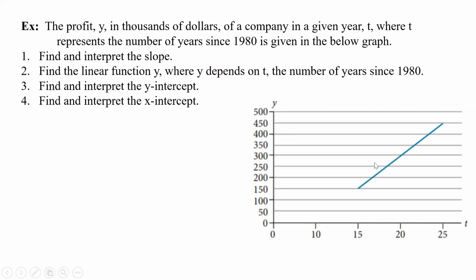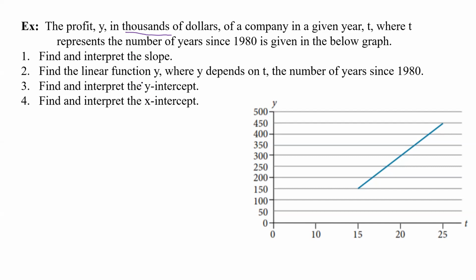Here's a different kind of problem. So they give us a graph, and what we're doing is some kind of a profit for a company. And it says the profit y in thousands of dollars. So the key to remember is when we're answering anything, if we get something in y, we have to multiply it basically times 1,000. Of a company in a given year t, where t represents the number of years since 1980, is given in the below graph. Find and interpret the slope. Find the linear function y, where y depends on t, the number of years since 1980. Find and interpret the y-intercept and x-intercept.